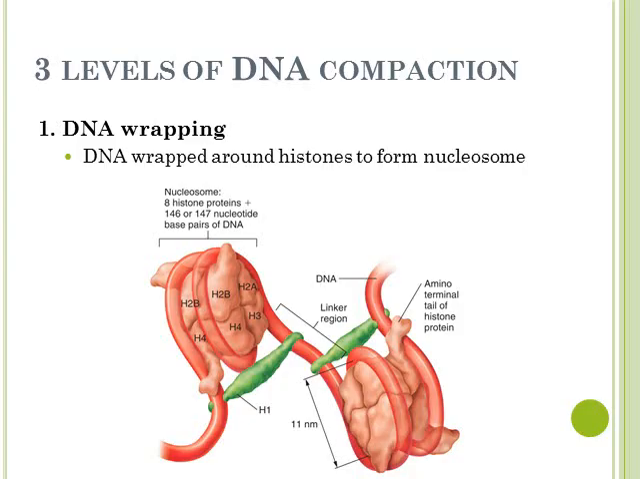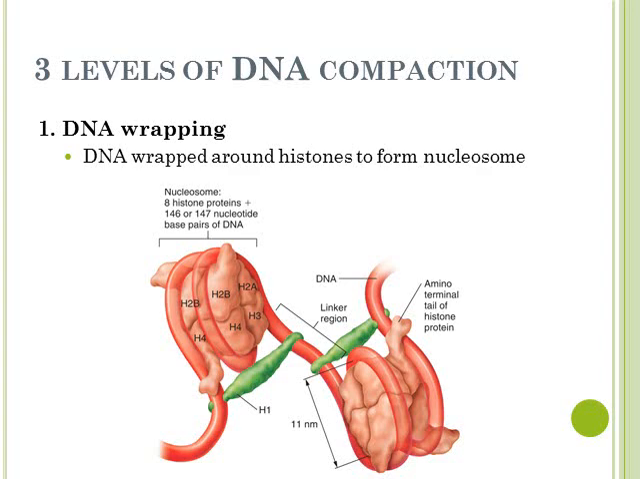So there's 3 levels of DNA compaction or folding. The first one is called DNA wrapping. The DNA is wrapped around proteins called histones. And there's 8 histones that come together. So 8 of these proteins come together. We have a DNA molecule that wraps around those 8 histones, and that structure together forms what's called a nucleosome.